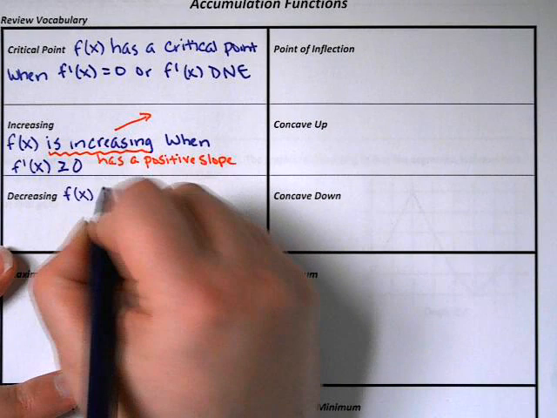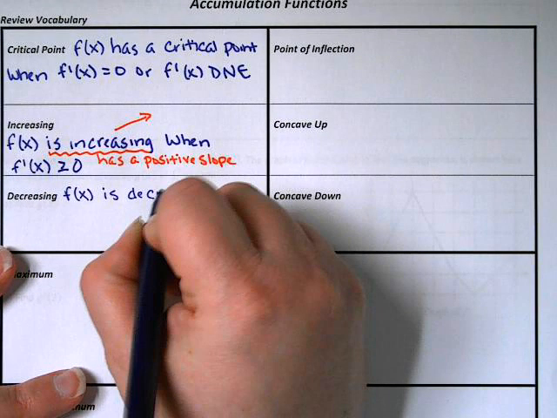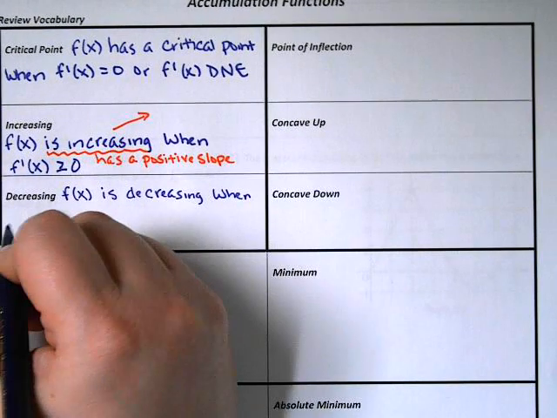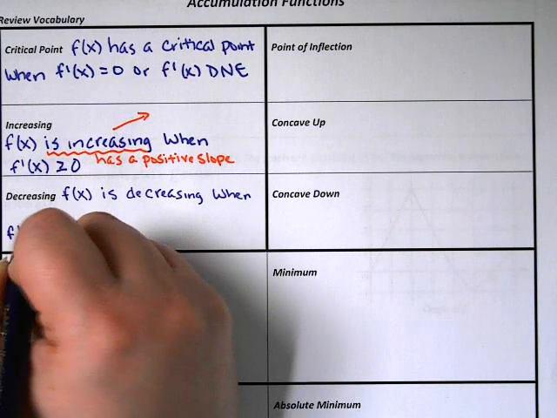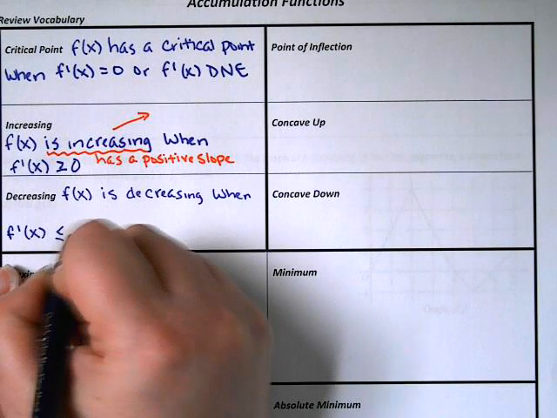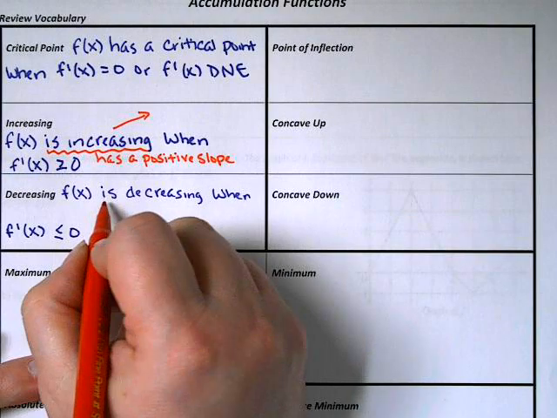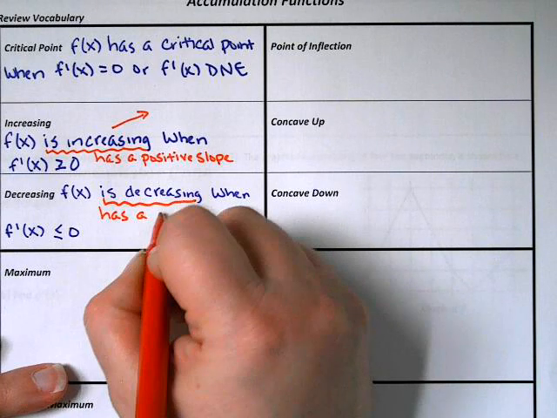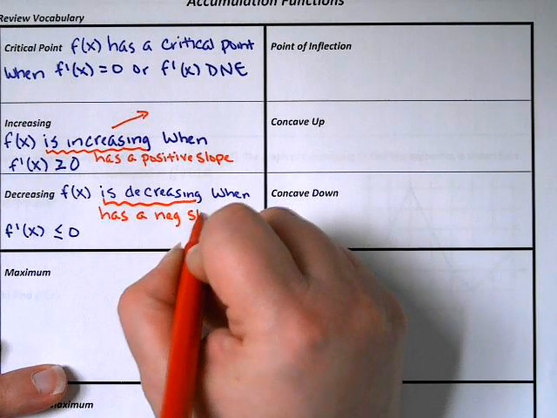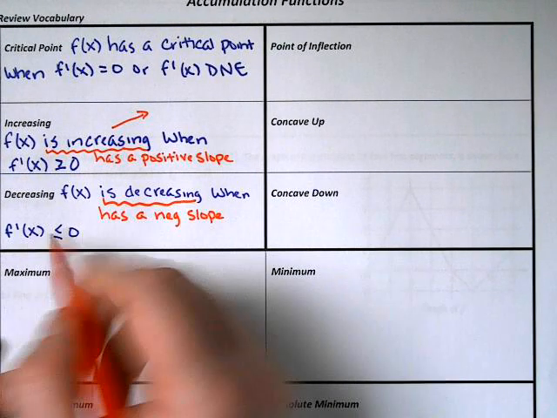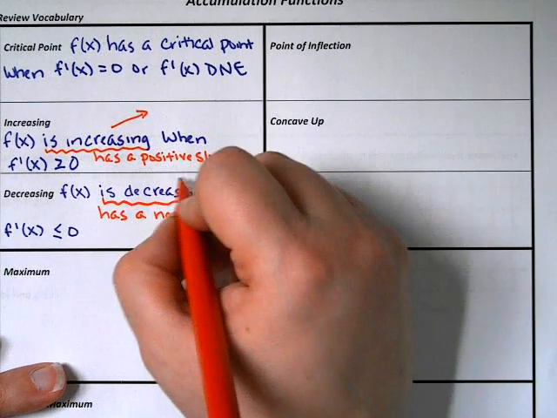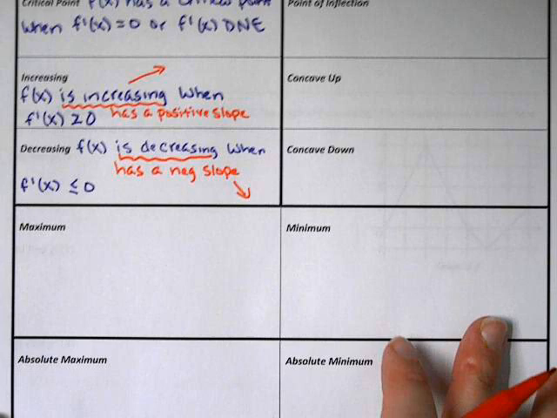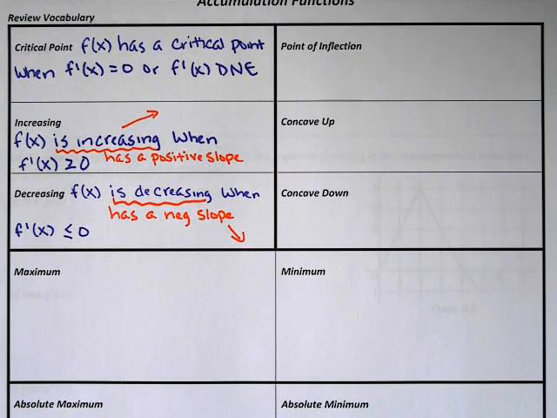f of x is decreasing when the first derivative, f prime of x, is less than or equal to 0. So in other words, f has a negative slope. When f prime is less than 0, we know that a negative slope means that the function is decreasing. All right? Then let's talk about the points of inflection.